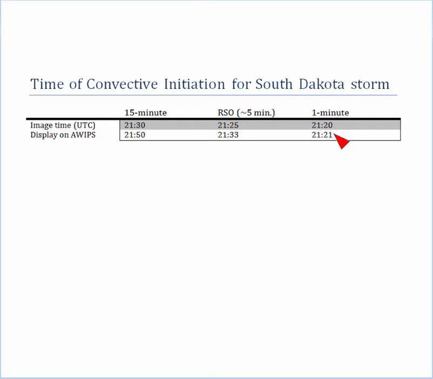So this is the big improvement here, this 1 minute delay in terms of going from your image time to your display on AWIPS.